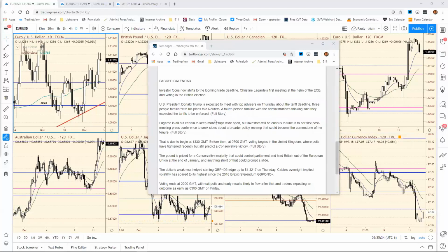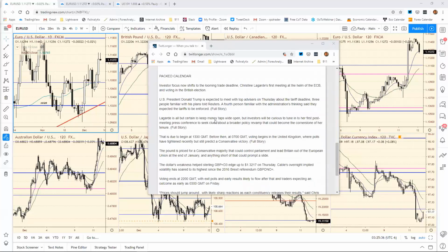Investors' focus now shifts to the looming trade deadline, Christine Lagarde's first meeting at the helm of the ECB, and voting in the British election. President Trump is expected to meet with top advisors on Thursday about the trade tariffs, 3 people familiar with the plans told Reuters. And yes, I just saw that come over the squawk, like I said when we were speaking. A source familiar with the administration's thinking said they expected the tariffs to be enforced.